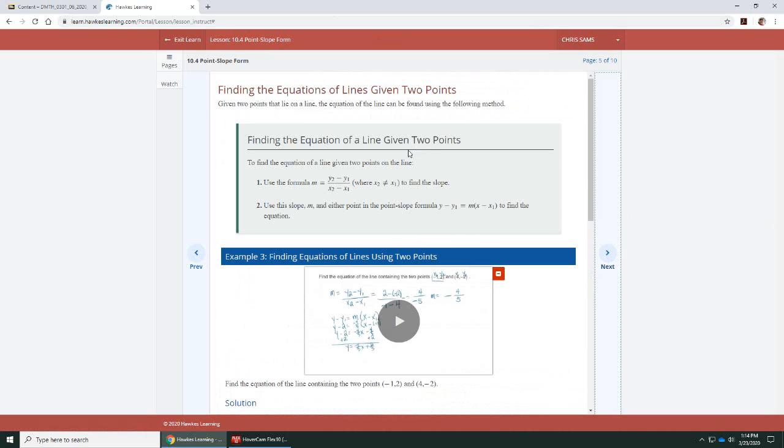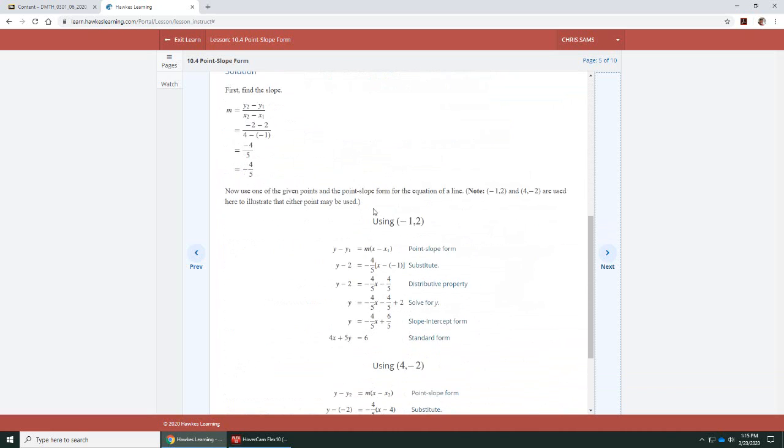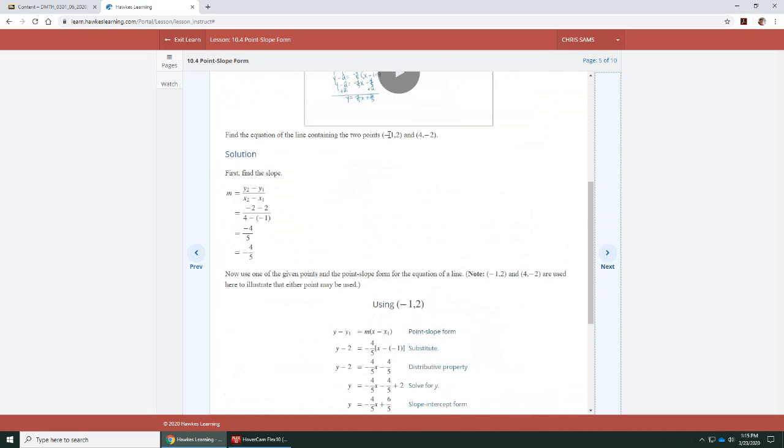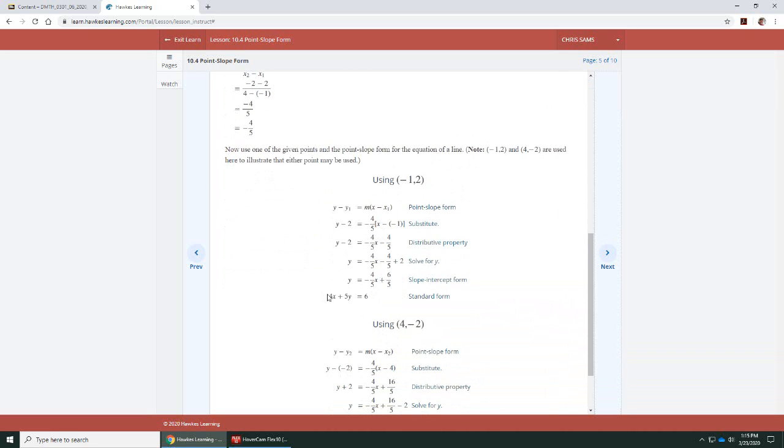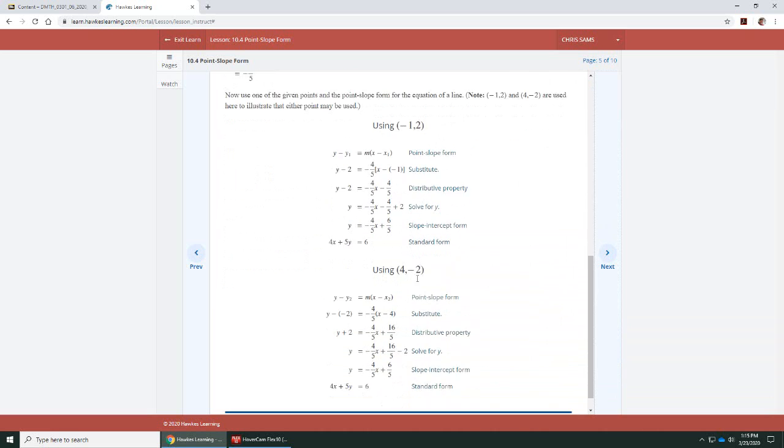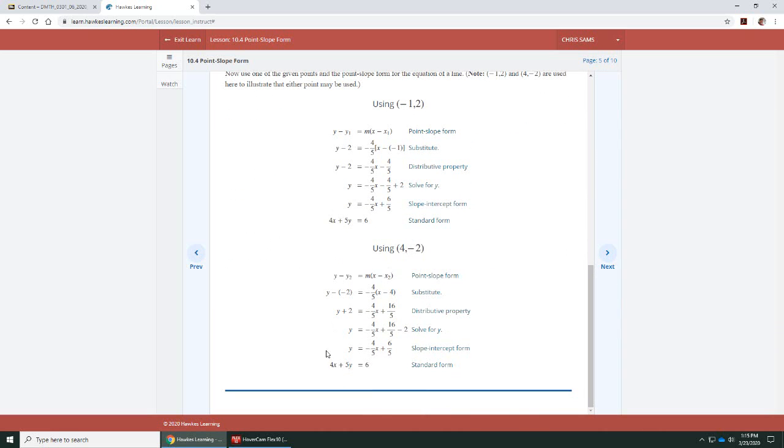So when you have 2 points, first you will use the slope formula to find the slope. And then plug that slope in to point slope form and use either one of the points. It doesn't matter. So here at the bottom, they're giving you an example where they give you 2 points right here. They are going to find the slope of those, and then they're going to use the first point and come up with the equation here in standard form. And then they use the second point with the same slope, and they get the same equation. So it doesn't matter which one you use, but you can do both to check your work.